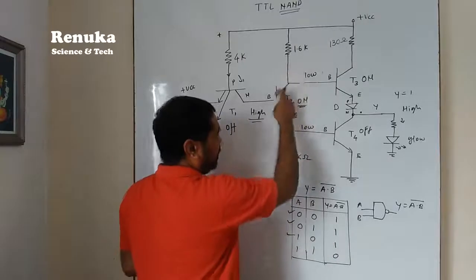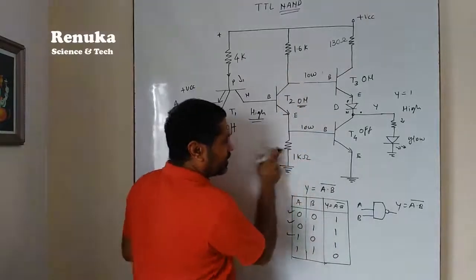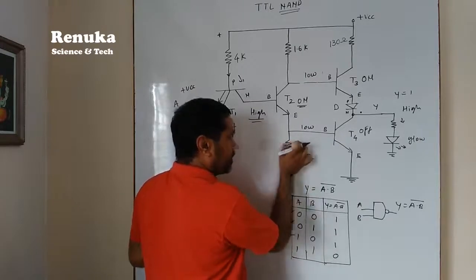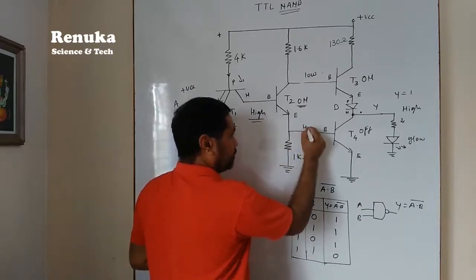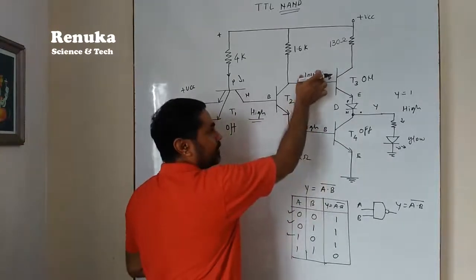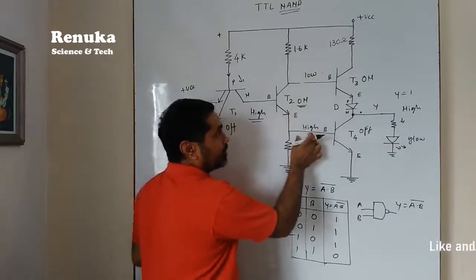And if all the currents are flowing towards ground through resistor R, the 1 kilo ohm resistor, it will drop a voltage that is high enough to drive the transistor. So at the collector we are getting low voltage, and at the emitter we are getting high voltage.